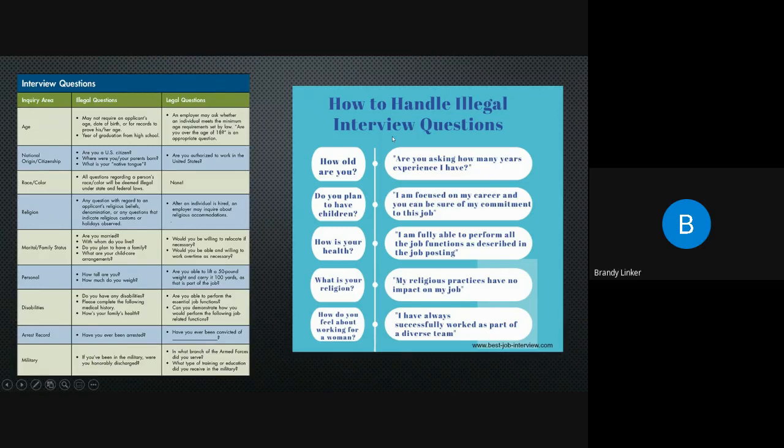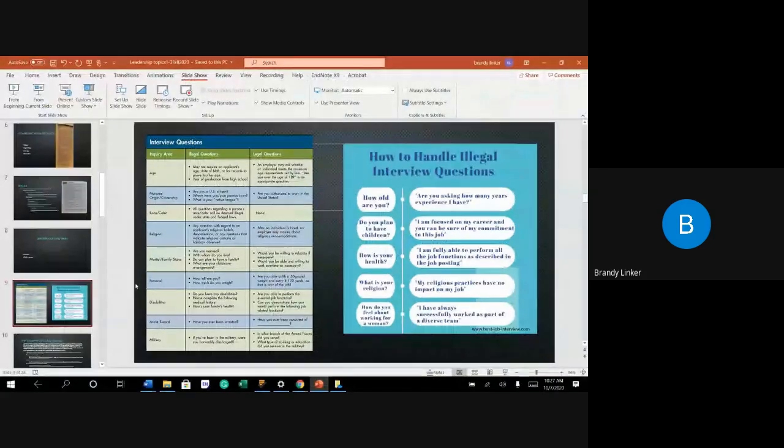So if people do ask you these questions, here's how you deal with it. Okay. If somebody says, how old are you? Are you asking how many years of experience that I have? Okay. Do you plan to have children? I'm focused on my career and you can be sure of my commitment to this job. Okay. How's your health? I'm fully able to perform all the job functions listed on the job duties. What's your religion? My religious practices have no impact on my job. Or how do you feel about working for a woman? I've always successfully worked as part of a diverse team. Okay. So people should not be asking you those questions. But if they do, these are some polite ways to respond.